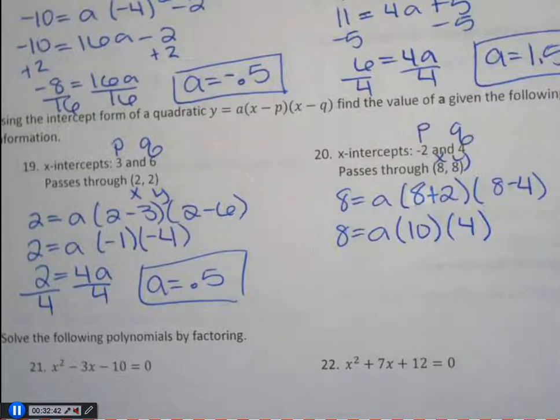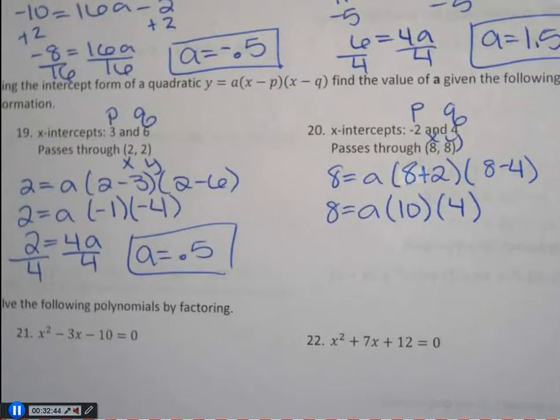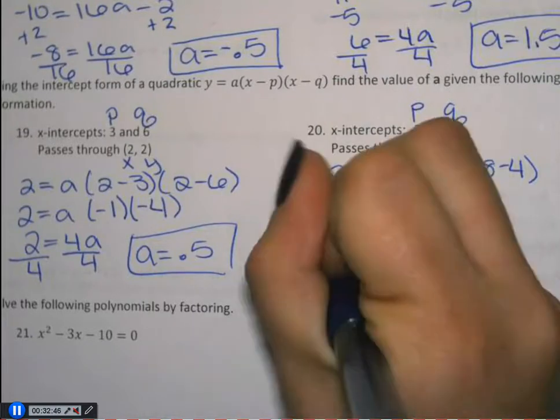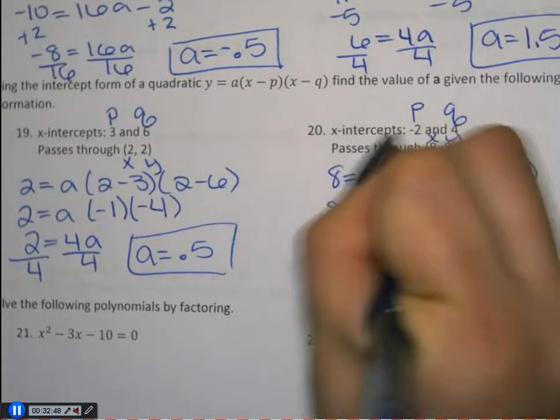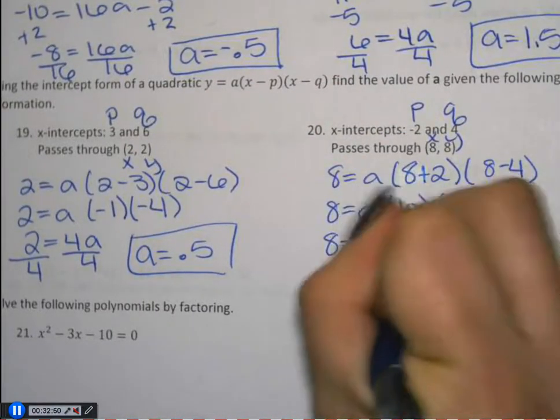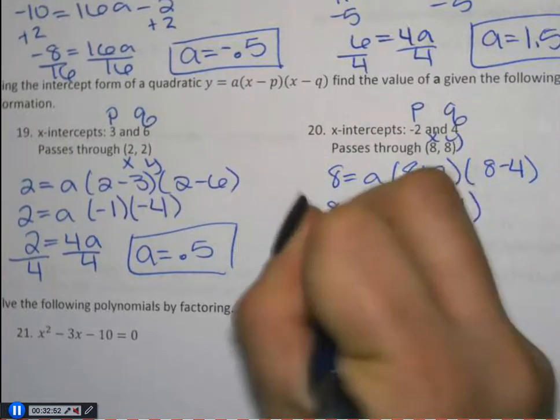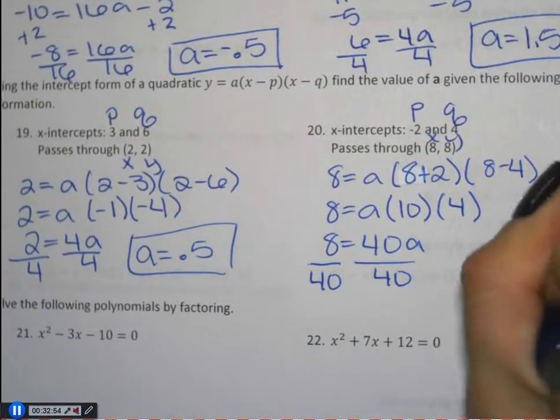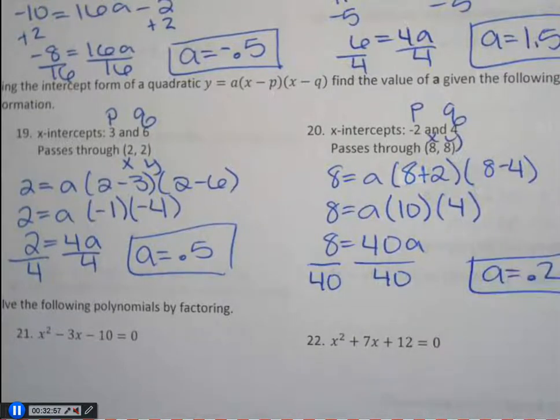Then what? Yeah, I multiply them together, I get 40. Then I can divide by 40. Then I get 0.2. Questions on 20? No. Okay, can I move on?